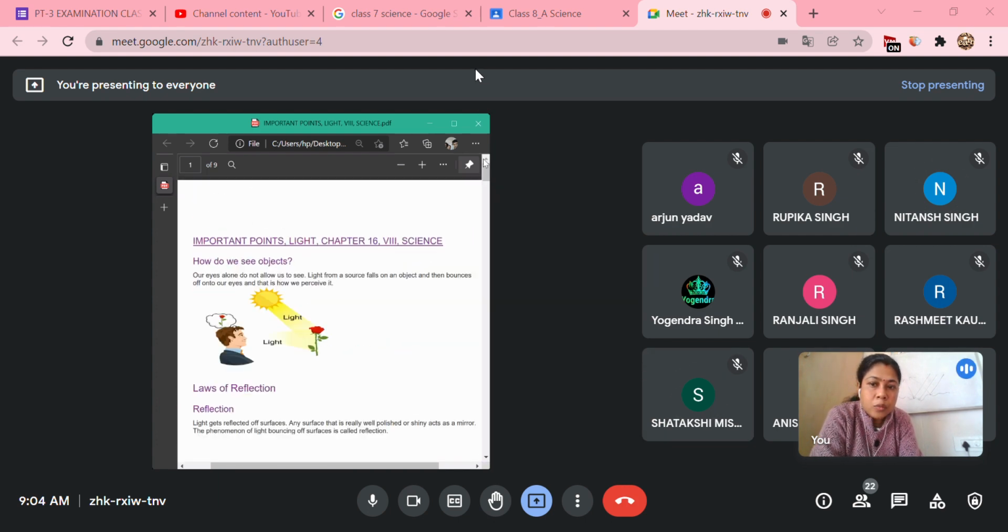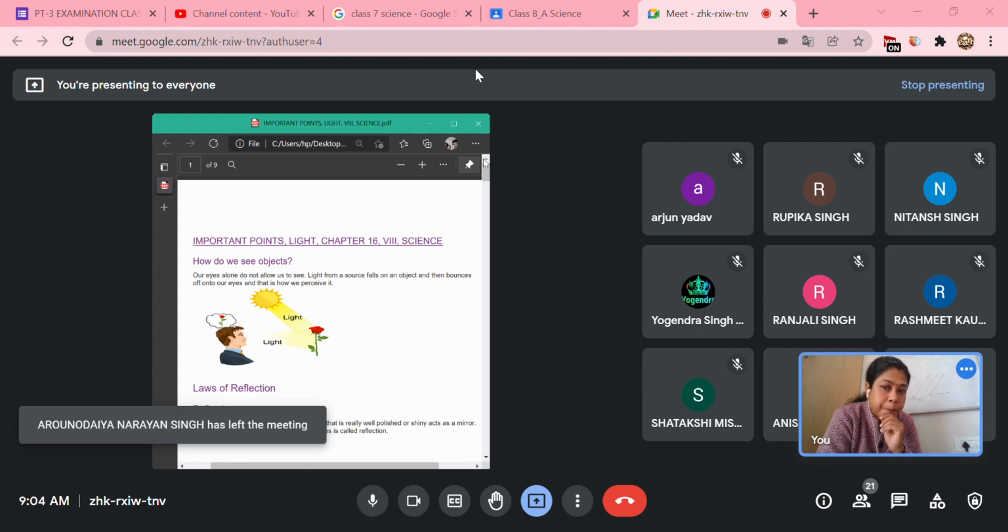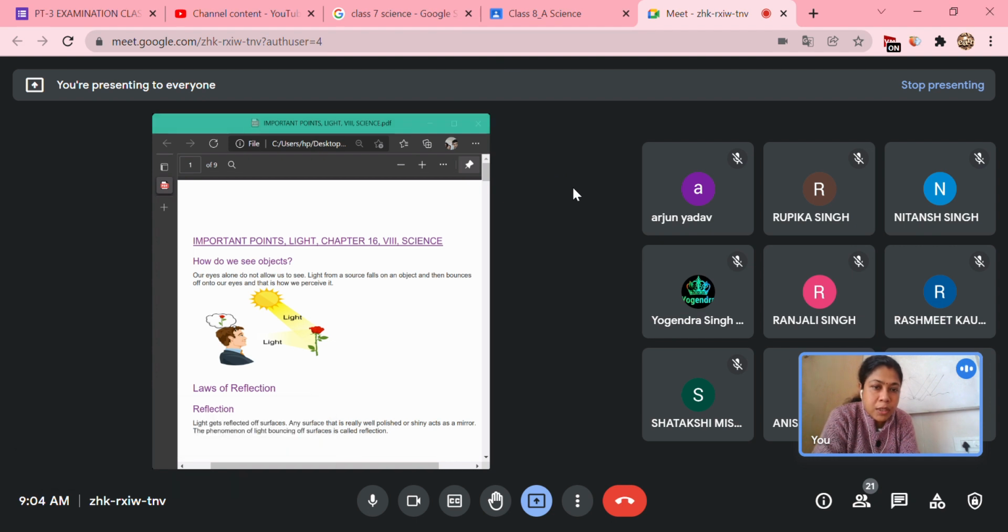So now the conclusion is: how are you able to see any object? There is a diagram I'm presenting. Anyone just see the diagram and tell me how light enables us to see any object. You can see there is a source of light, the sun. The light from the source falls on an object.